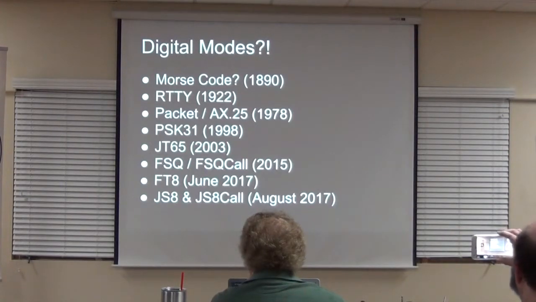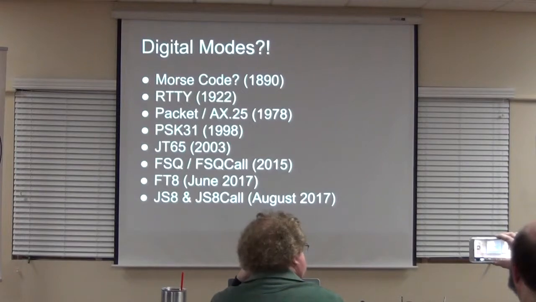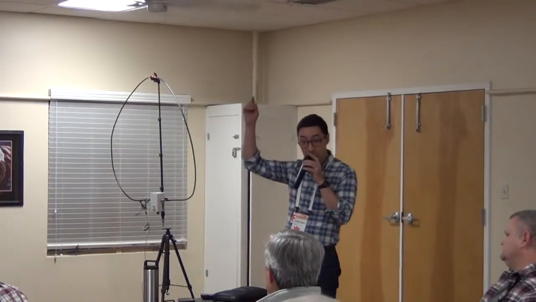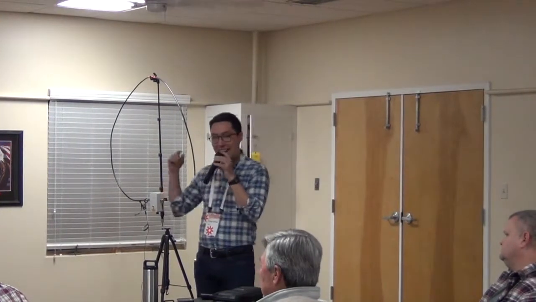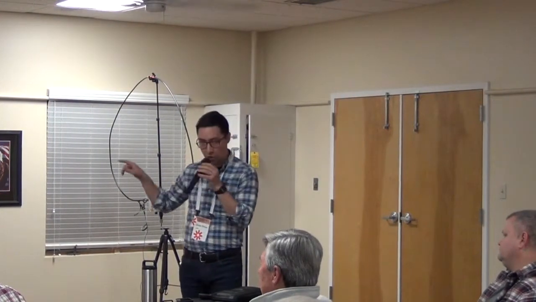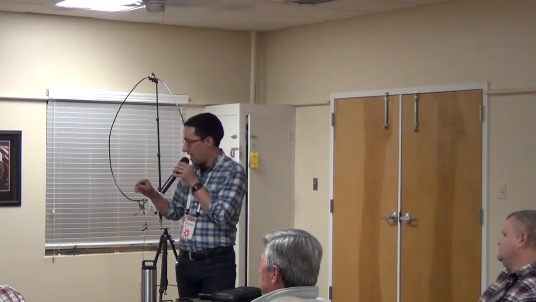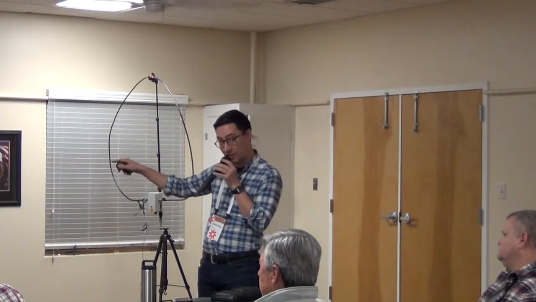So the digital modes have progressed a lot over the years, starting back in 1890 with CW wars, into RTTY, some packet stuff in the 70s, PSK in the early 90s. That's when you started interfacing computers and sound cards. JT65, if you're bouncing signals off the moon. FSQ, which is a big thing where some of the JS8 stuff came from. FT8, which was released back in June of 2017. And then JS8, which was August of 2017. Again, look at the dates, pretty close.